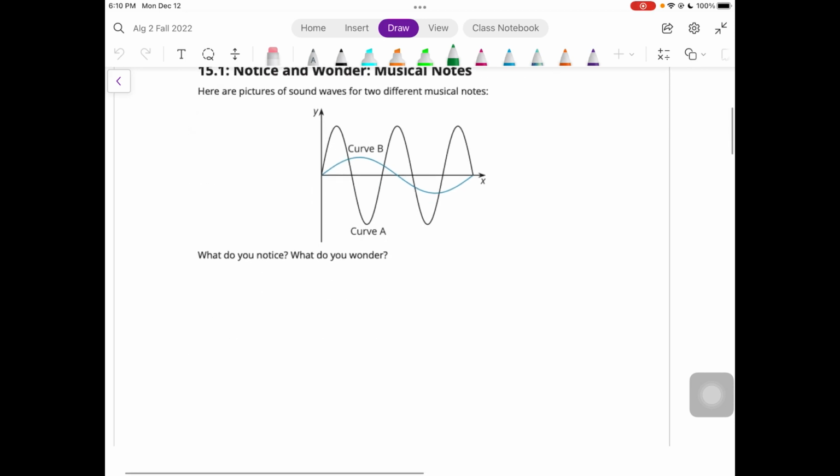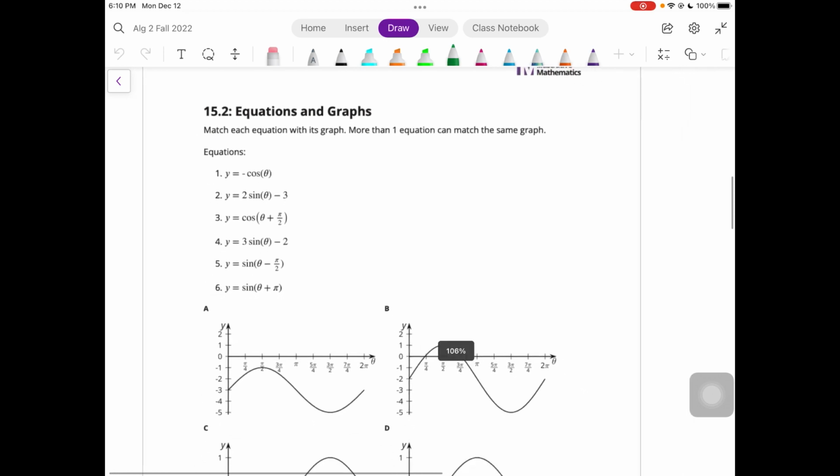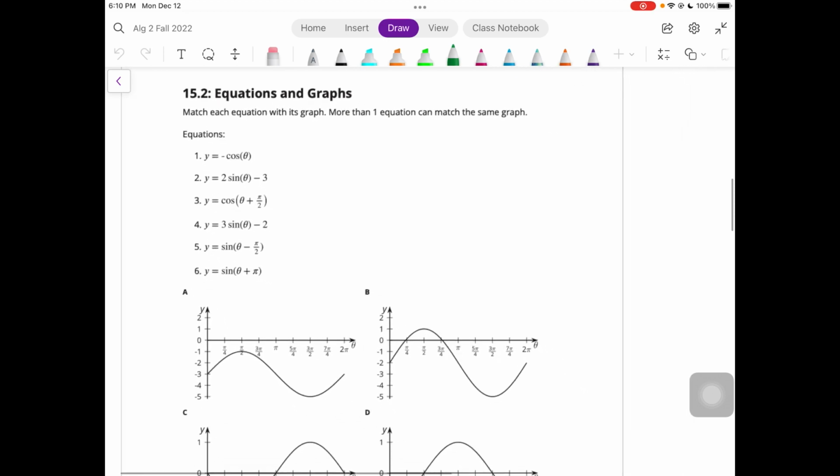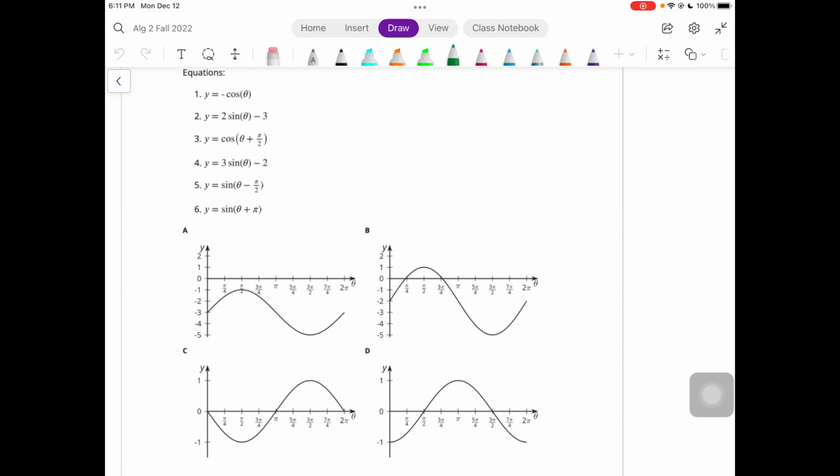I don't know. All right, so let's take a look at 15.2, and we're going to match the equations with the graphs. And then it says that more than one equation can match the same graph. So we have 6 equations and 4 graphs. So I'll move it so that we can see all of it.